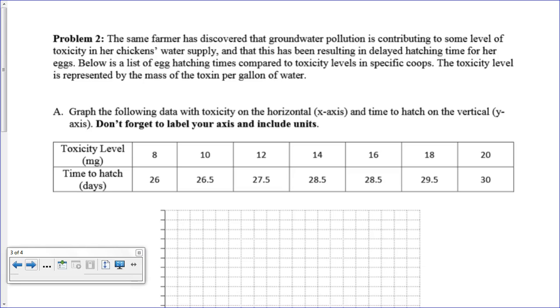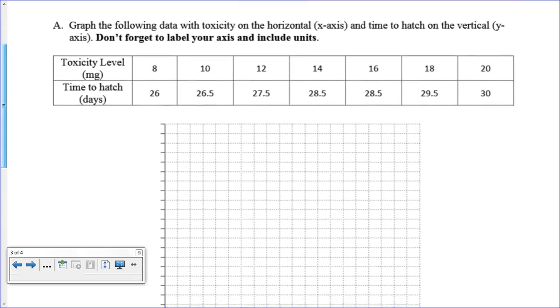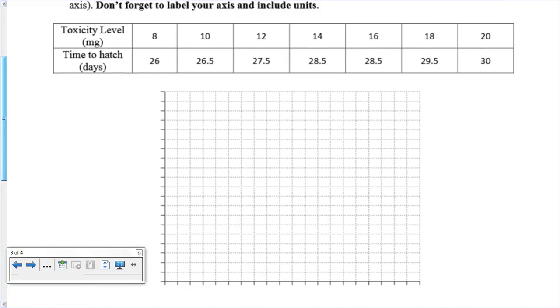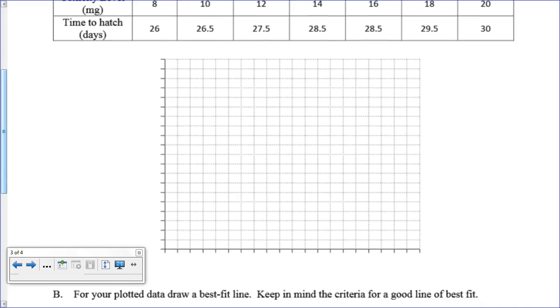And so again, the first thing that we're going to do is we just need to plot the data, so we need to figure out our scales here. It says that milligrams is going to go on the x-axis, and the time, the number of days, is going to go on the y-axis. So for our toxicity levels, that goes up to 20. So that's really, really nice numbers. All right, on our x-axis here, it has to go up to 20.